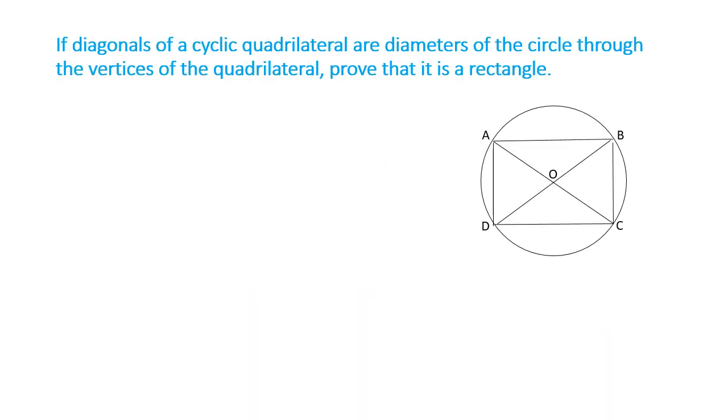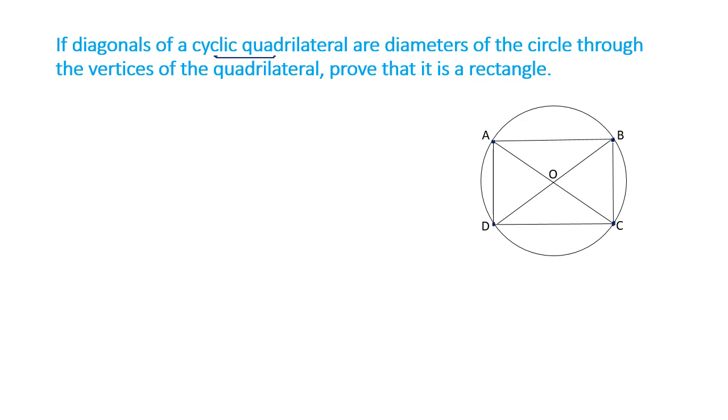So let us begin. These diagrams I have drawn for you, but you will have to draw your own diagrams. What is the question here? If diagonals of a cyclic quadrilateral are diameters of the circle, so we have got a cyclic quadrilateral. I hope you remember these words very well. What is the meaning of the word cyclic quadrilateral? Do you remember? We discussed this in the last lecture and the lecture before that. Cyclic quadrilateral means the points which lie on a circle. So when the endpoints of the quadrilateral lie on the circle, it is called a cyclic quadrilateral.